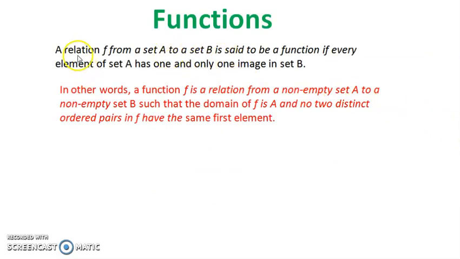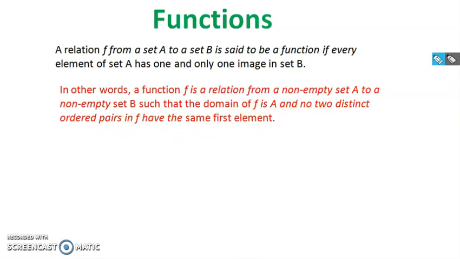So what is a function? It is a relation f from set A to set B. It is said to be a function if every element of set A has one and only one image in set B. In other words, a function f is a relation from a non-empty set A to a non-empty set B such that the domain of f is A and no distinct ordered pairs in f have the same first element.